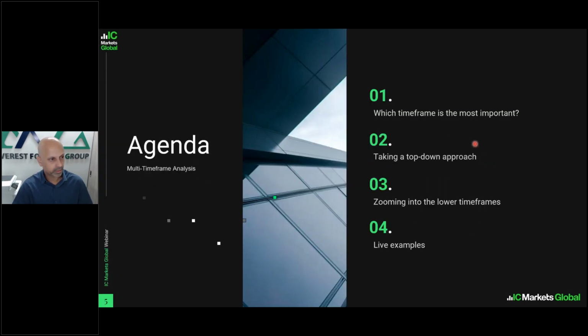So here's the agenda for today. We'll look at the introduction into multi-time frame analysis and which is the most important time frame, and then we'll take a look at adopting a top-down approach and why it is important. And then we'll also look into zooming into the lower time frame, in which corresponding time frame you should use when trading in the lower time frames. And of course, we will end the session by looking at live examples, for example on the dollar index and any other currency pair that you would like.